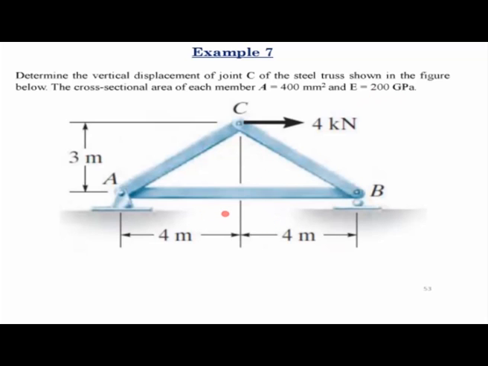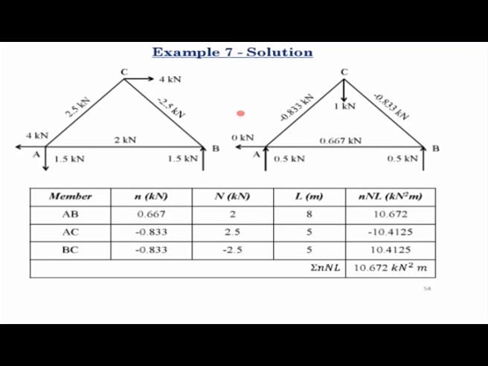Since we have been asked to calculate the vertical deflection of joint C, to use the virtual work method we apply a virtual load of magnitude unity in the vertical direction at joint C. That is what we will do to solve this problem. So we have two cases. One is the truss under the external load of 4 kilonewtons, and the other is the truss under a virtual load of 1 kilonewton in the downward direction at C. Under both cases, we have to calculate the member forces in each of these three truss members.